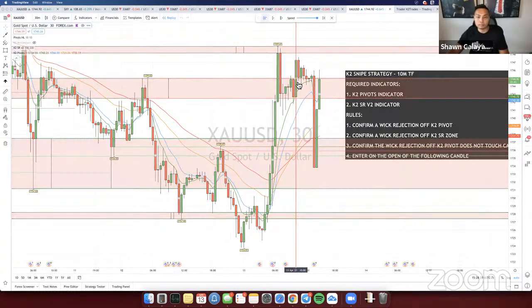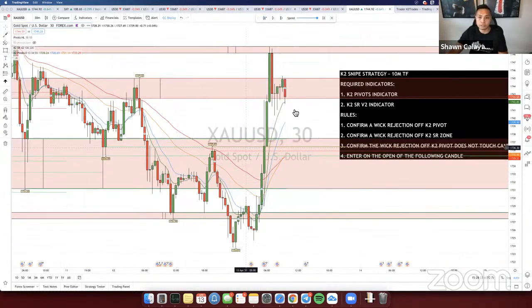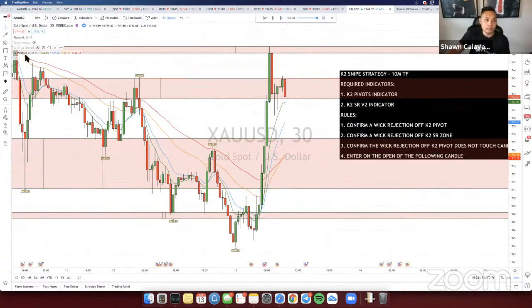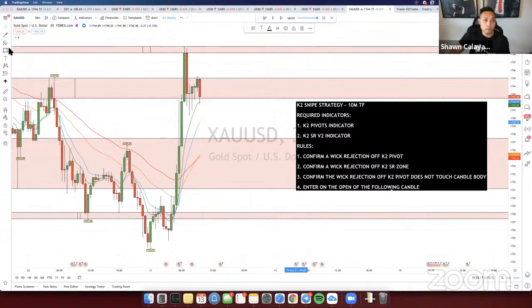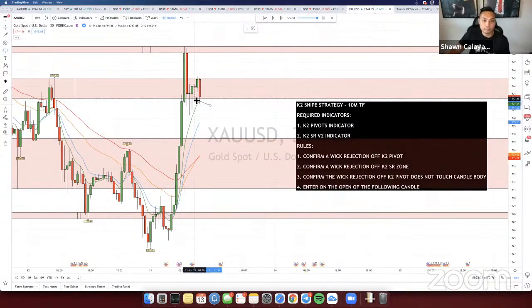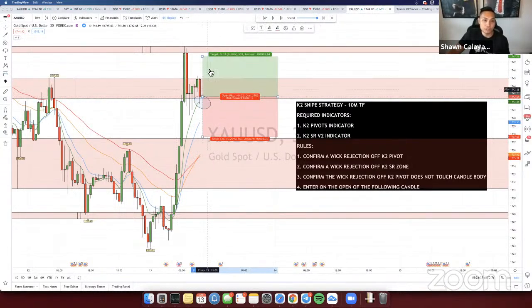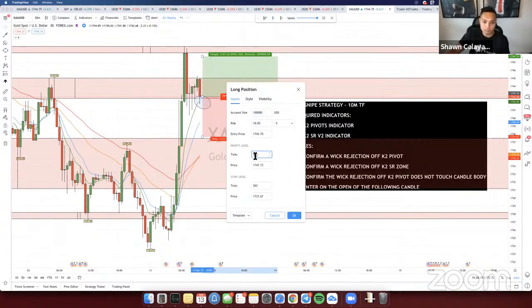Let me go over here real quick because there is an entry here. Just looking at this, there's a wick rejection right here off this red candle. It rejects off the pivot, it rejects off the structure. So if you were to enter a long position here, I'm not sure what your TP and stop loss would be. Do you still use 250 for the 30-minute as well, or is this too high?